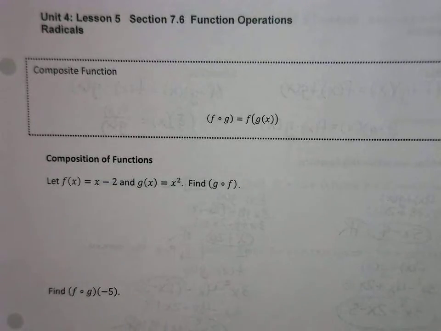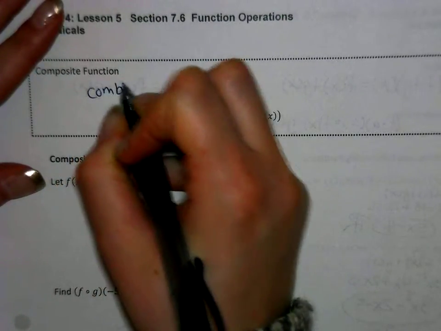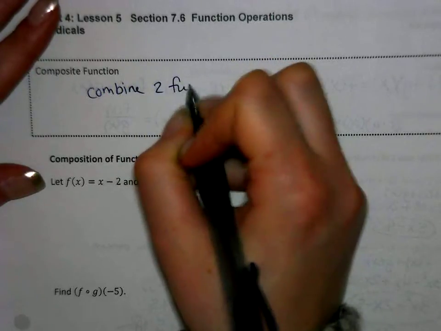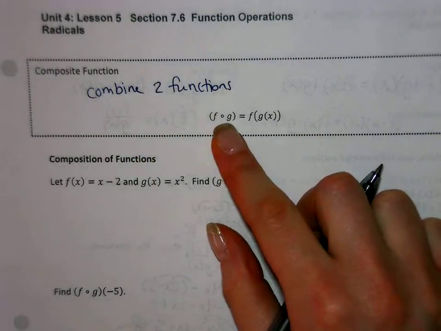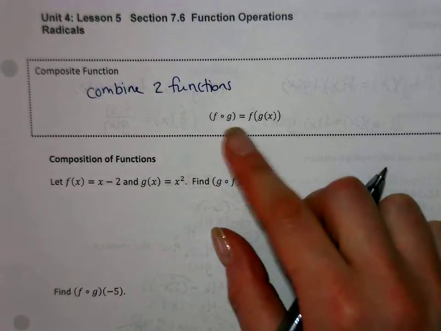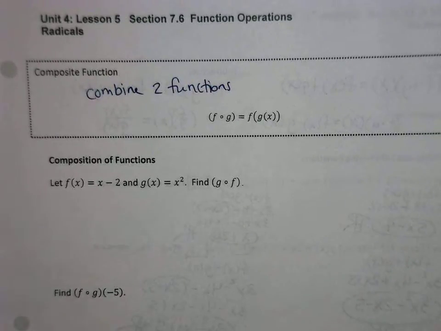Today we're still with function operations, but now we're going to look at composite functions, which is where we combine two functions. So for instance, f of g equals f of g of x. So let's take a look at some example problems.